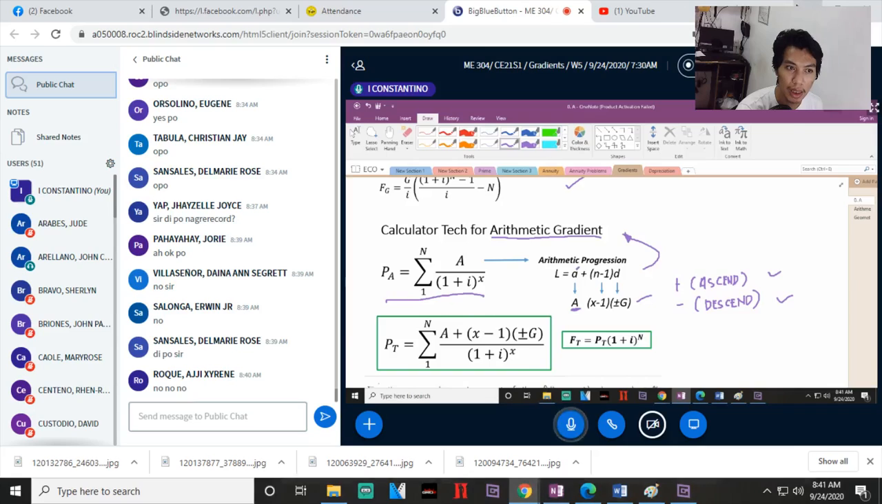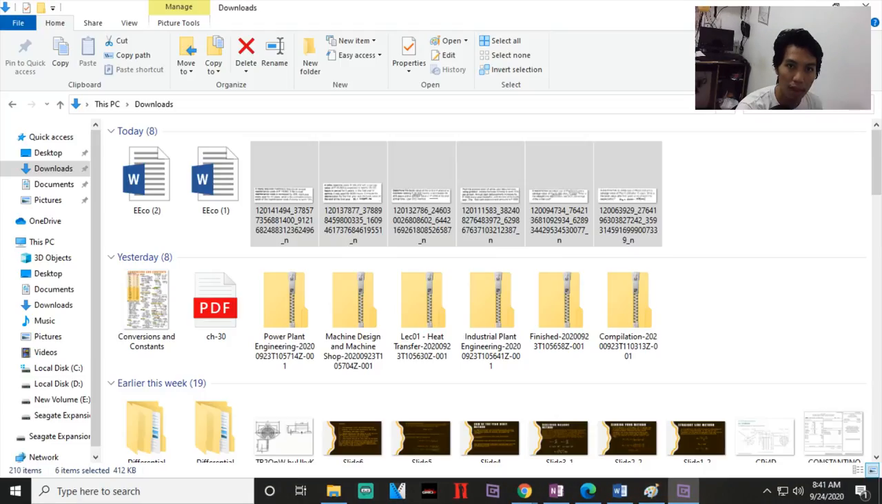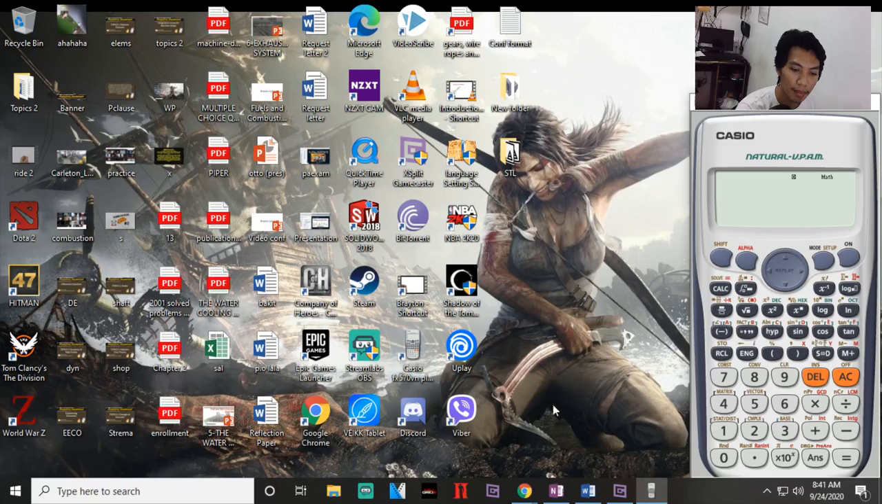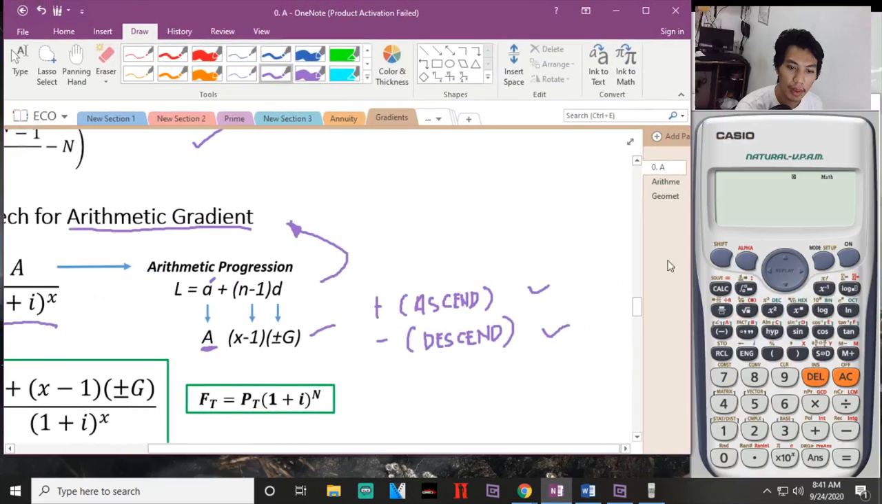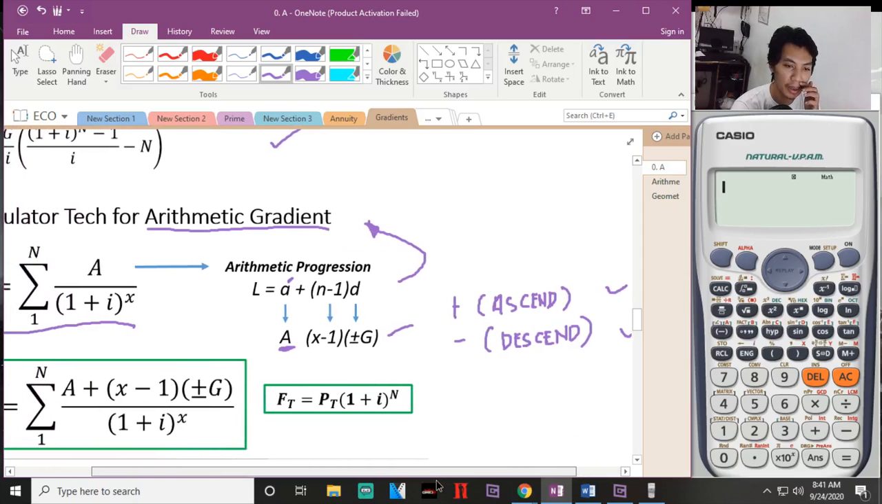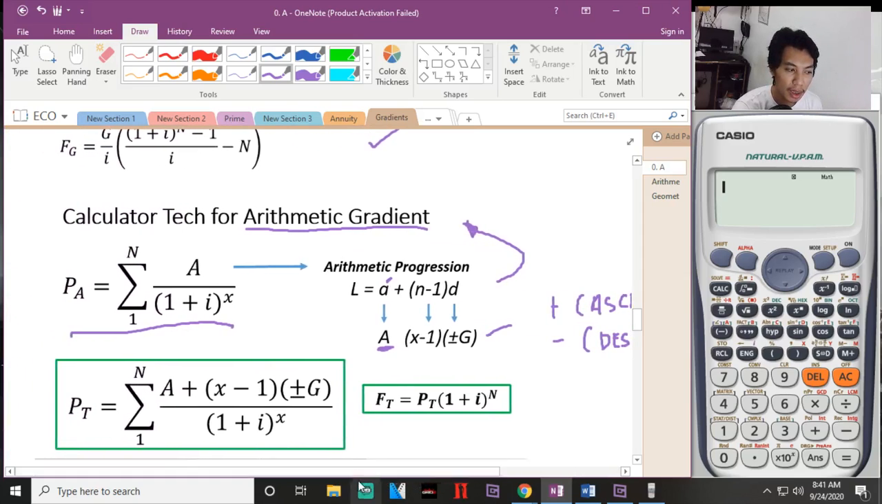Ilabas natin si calculator. Okay? Si calculator ko. Yan. Ilabas ko si calculator. Okay? Kita na? Yes, kita na. Pag nandiyan na si calculator, paano natin ito i-input? Ganito, sir, papakita ko sa inyo, mga kaibigan.